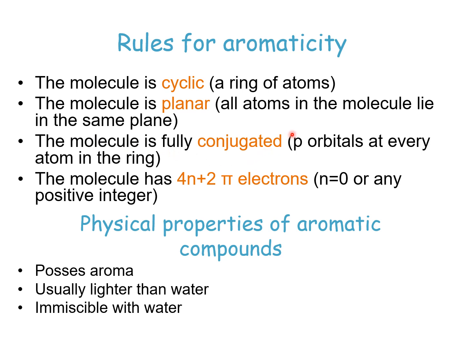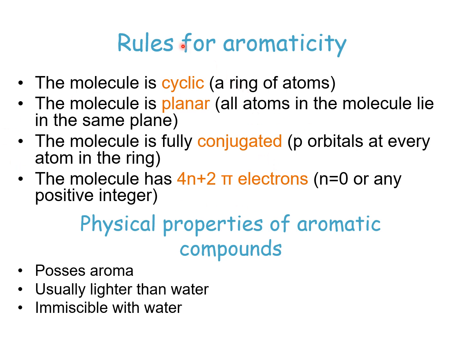Thirdly, the compound must have conjugated electrons. Technically, the term conjugated means every atom should have p orbitals. We have seen in case of benzene, every carbon atom contains a p orbital having one electron. Practically, you can check whether the compound is conjugated by seeing whether there are alternate single and double bonds.